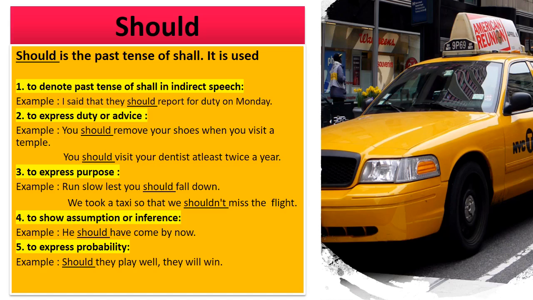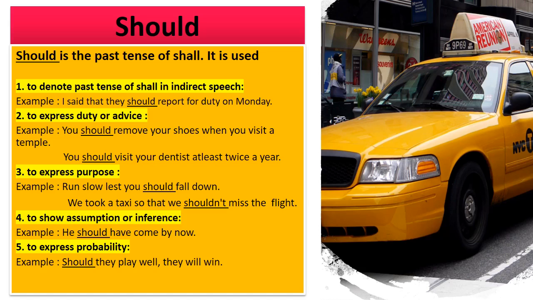Advice. Point number 3, to express purpose. For example, run slow lest you should fall down. धीरे दौड़ो नहीं तो आप गिर जाओगे. We took a taxi so that we shouldn't miss the flight. हमने टैक्सी ली. क्यों ली? उसका पर्पस क्या था? ताकि हमारी फ्लाइट मिस ना हो.